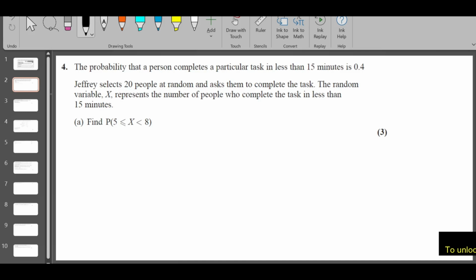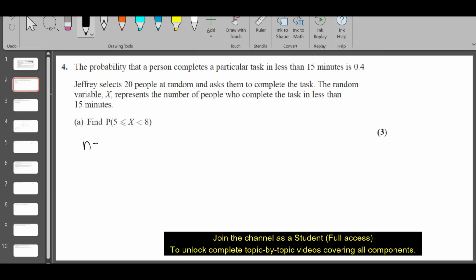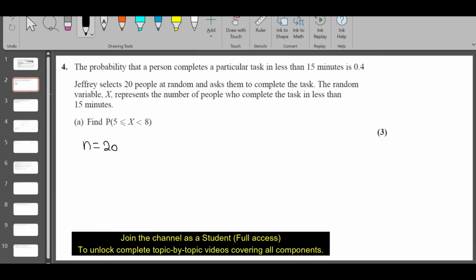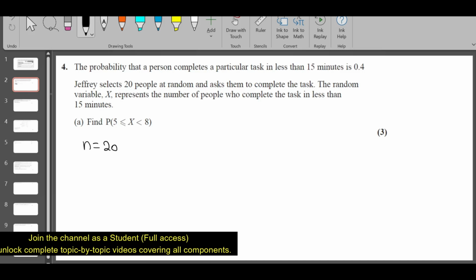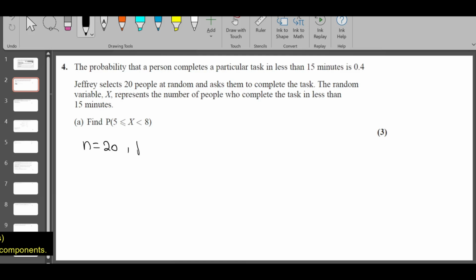The probability that a person completes a particular task in less than 15 minutes is 0.4. Jeffrey selects 20 people and asks them to complete the task. The random variable X represents the number of people who complete the task in less than 15 minutes. So p is 0.4. We can write X follows binomial distribution of 20, 0.4.